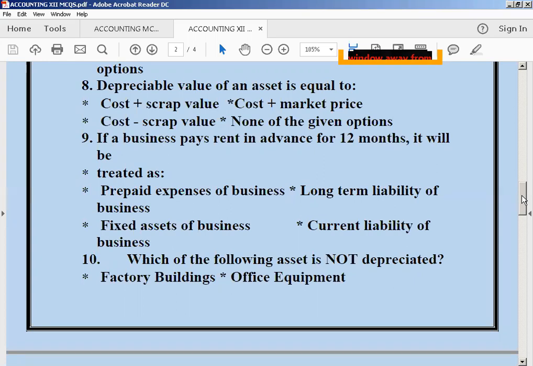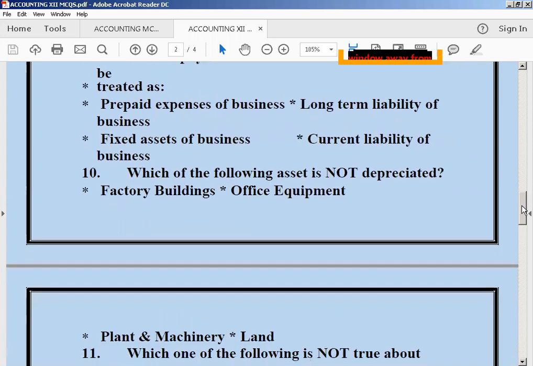Okay, if the business pays rent for 12 months, that rent is paid in advance, and it will be treated as your prepaid expense, long-term liability, fixed assets, or current liabilities. It is the easiest one if you are aware of the accounting terminologies.